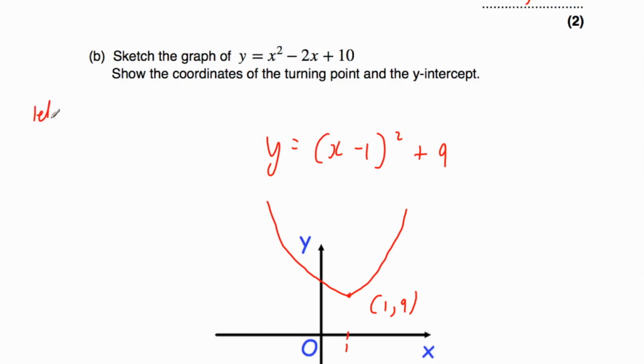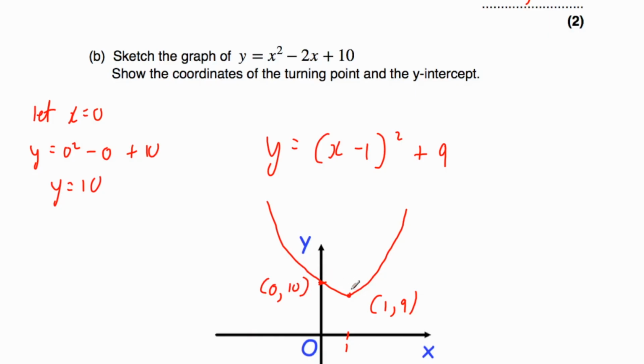So I'm going to let x equal 0, so y equals 0 squared, minus 2 times 0, so 2 times 0 is 0, so minus 0, plus 10. So we then get 0 squared minus 0 plus 10, so y equals 10. So that means that it crosses the y-axis at 10, so the coordinates of this y-intercept would be 0, 10.